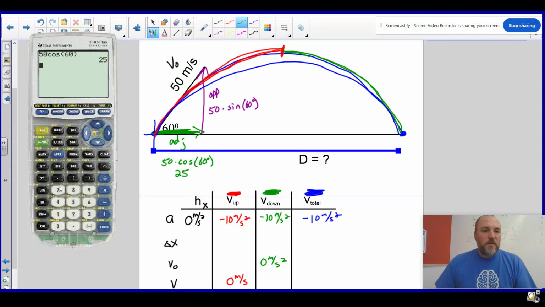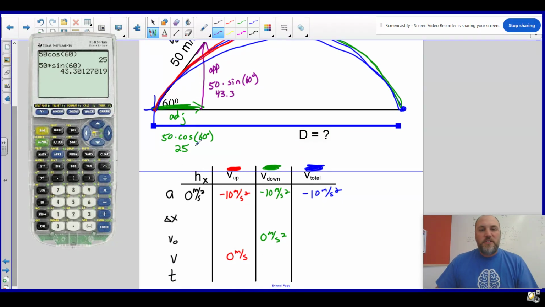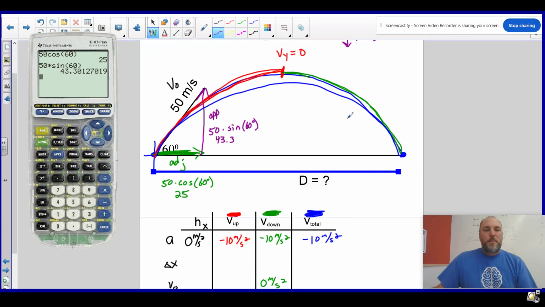The initial vertical velocity is just 50 times the sine of 60 degrees. And close the parentheses. So the initial vertical velocity is 43.3 meters per second. Okay? So now it's important again to just verify which column this information can go in, because that's how I communicate to the equations where I am on this path.